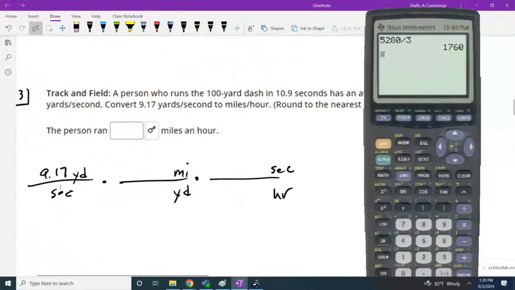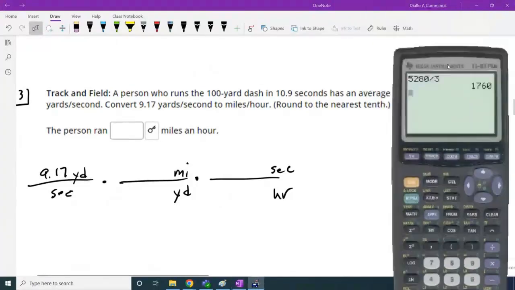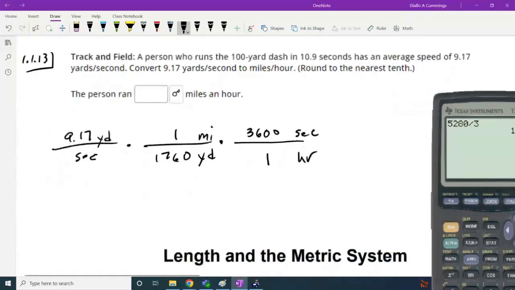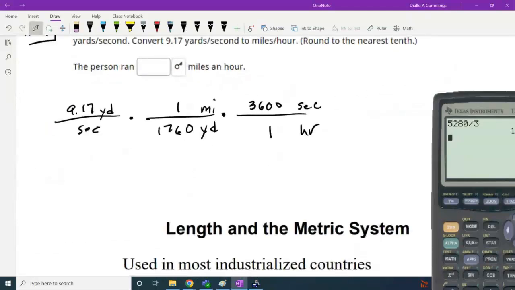Remember, we're converting 9.17 yards per second to miles per hour. So we're going to put in that conversion. We just figured out 1 mile is 1,760 yards. I can write in the conversion from hours to seconds. 1 hour is 3,600 seconds. Once we multiply, yards will cancel, seconds will cancel, and we're left with the units miles per hour.